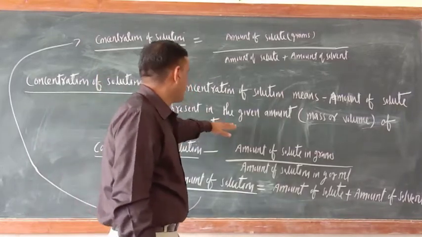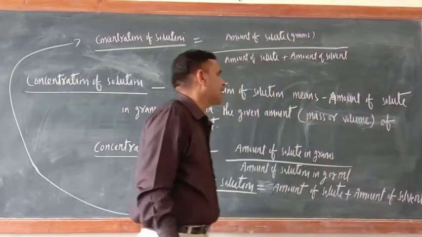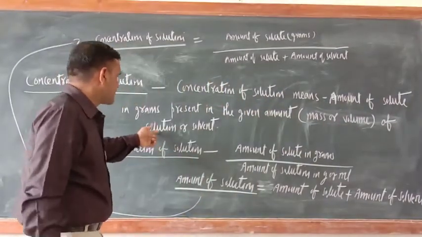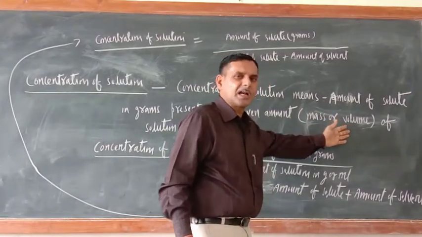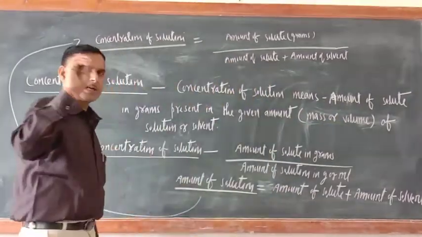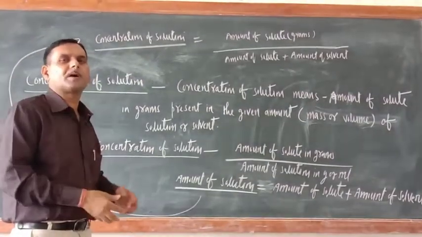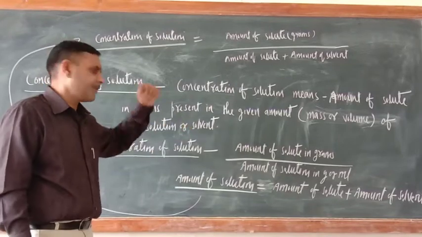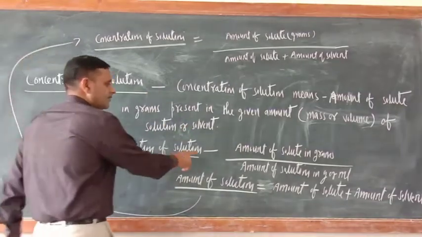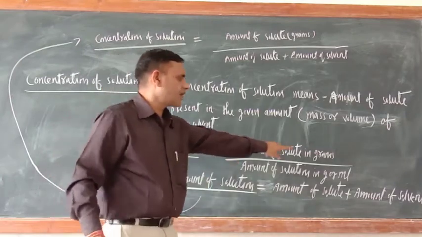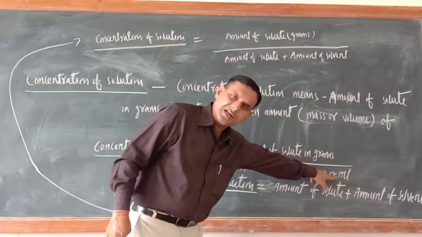So given amount of solution or solvent may be in terms of mass or may be in terms of volume. Means this solution or solvent may be in gram or may be in milliliter or liter. Remember, so the concentration of solution is nothing but amount of solute present in given amount of solution or solvent. So we can write the formula of this one. Concentration of solution equal to amount of solute in grams divided by amount of solution in gram or milliliter.